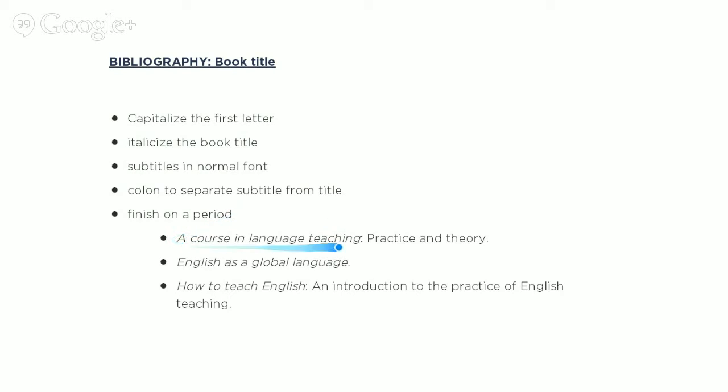Here we have A Course in Language Teaching, the book title, then the subtitle. There's a colon right there, the 2 dots. Practice in Theory, final period. English as a Global Language, final period. There is no subtitle, so we just finalize on the period. And here we have How to Teach English, colon, An Introduction to the Practice of English Teaching, final period. So here we have some examples with just the book title and book title with subtitles.